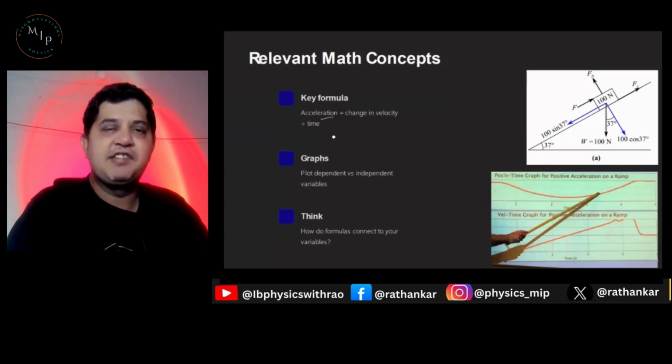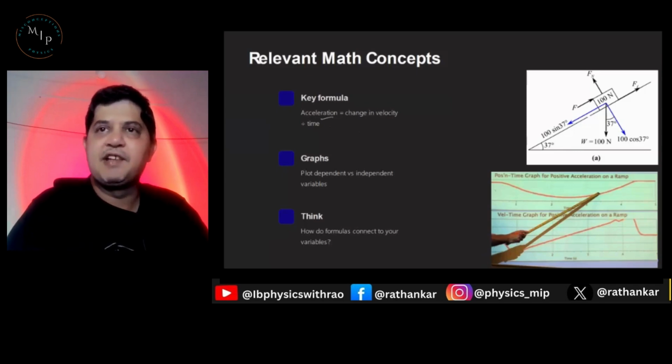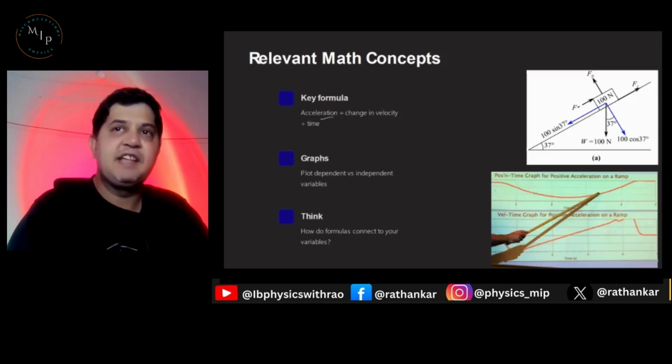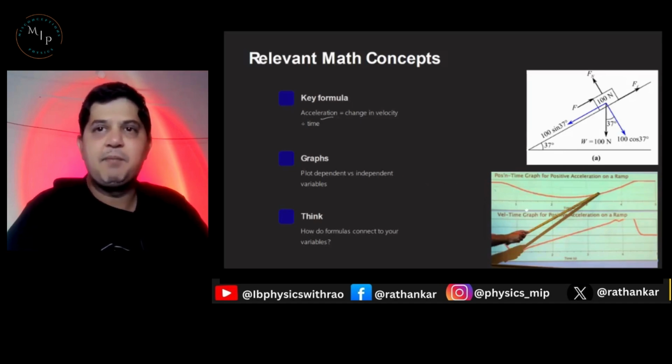Change in velocity by time taken. You can use this equation. Is it useful here? No, it's not useful over here. So you can find out that the force acting over here is g sine theta. From here you can find out the acceleration, and as theta changes, the value of sine theta changes, and thus the value of g sine theta also changes. And then you can plot the graphs.